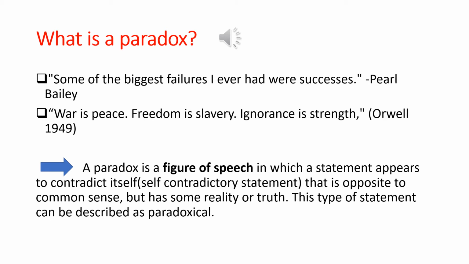In addition to the figurative languages that we have discussed before, we also have a paradox. Let's have a look at the two examples given, and then try to conclude what a paradox is. Example number 1. Some of the biggest failures I have ever had were successes. Example number 2. War is peace, freedom is slavery, ignorance is strength. Looking at these two examples, we can say that a paradox is a figure of speech in which a statement appears to contradict itself, that is a self-contradictory statement that is opposite to common sense, but has some reality. This type of statement can be described as paradoxical.